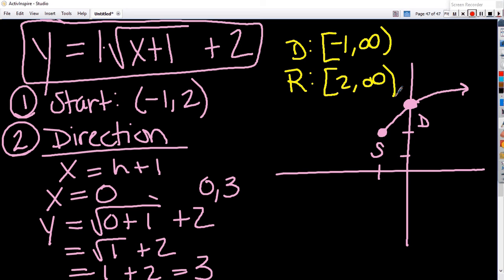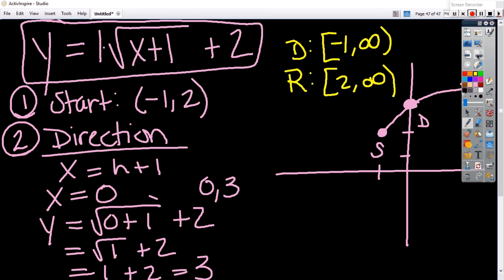Oh wait, domain is -1 this time? Yes, because left to right. I thought it always said. This one's restricted. It's a ray. Because it's a ray. Looks like a ray. All right.